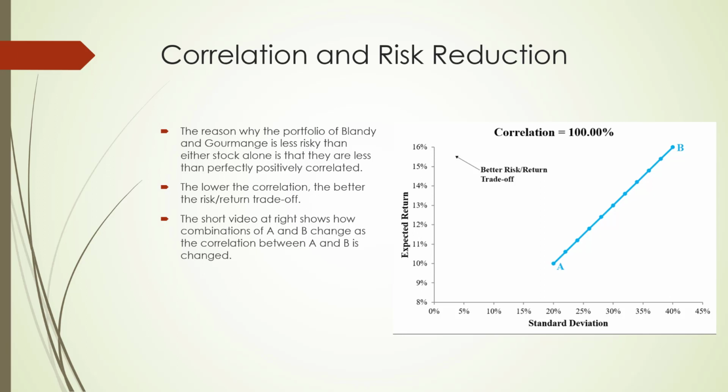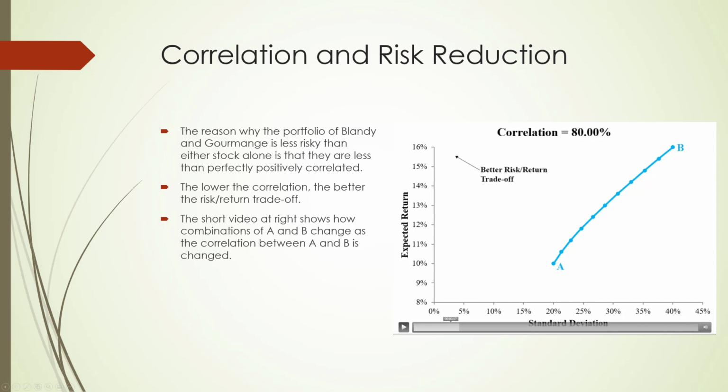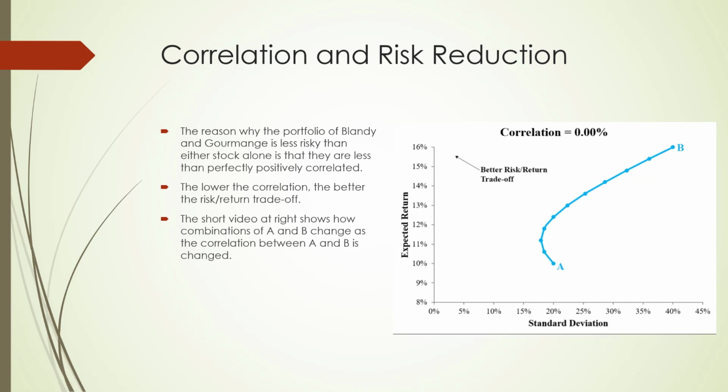So let's walk through this. A correlation of 80%, that's less than +1, and so we get a better risk-return trade-off. Notice that the line starts to bow out towards that northwest direction. And if we lower the correlation even further to say 40%, it bows out further. And at 0%, it keeps bowing out. Notice also that points A and B don't move. That's because we're not changing the individual securities. All we're doing is changing the correlation.